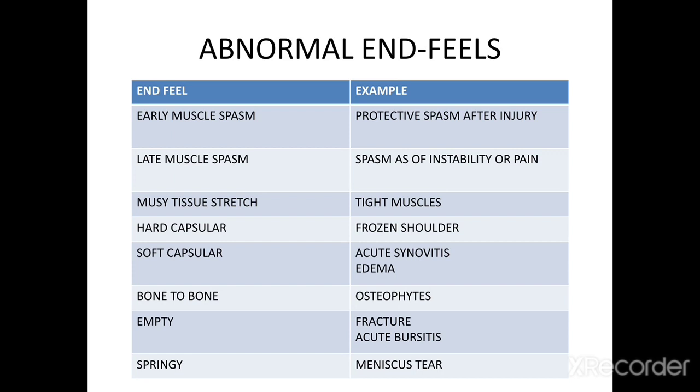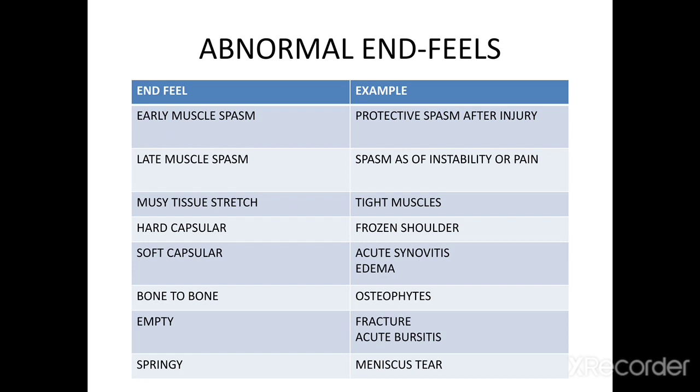Now next is bone to bone end feel. It is similar to the hard end feel, in which there is a restriction of the range of motion by osteophytes, myositis, or a foreign body. Now next is empty end feel. It is again similar to the one explained earlier.